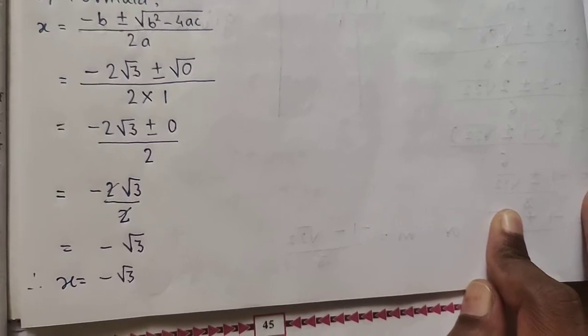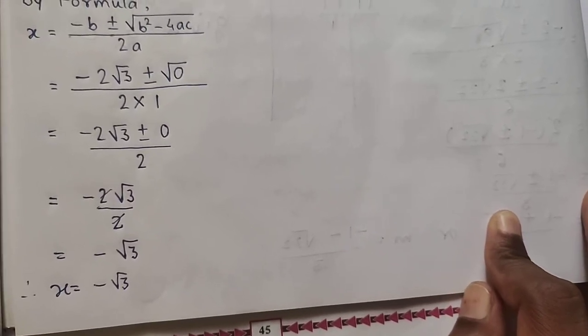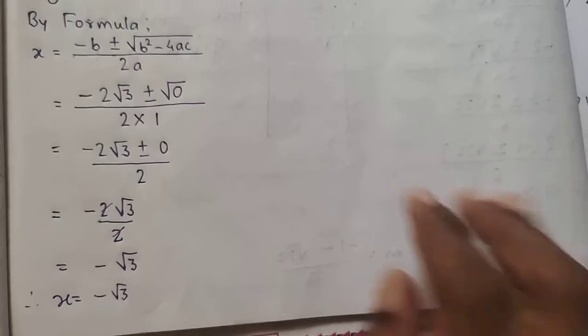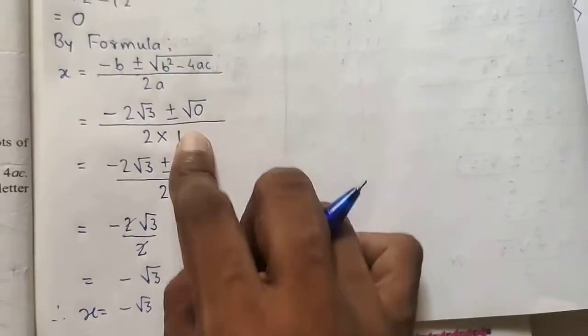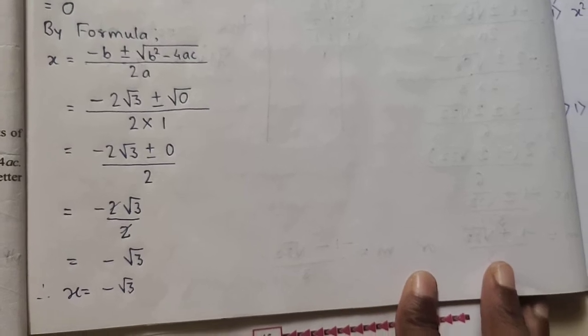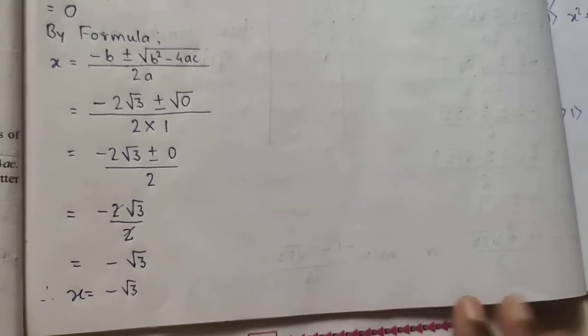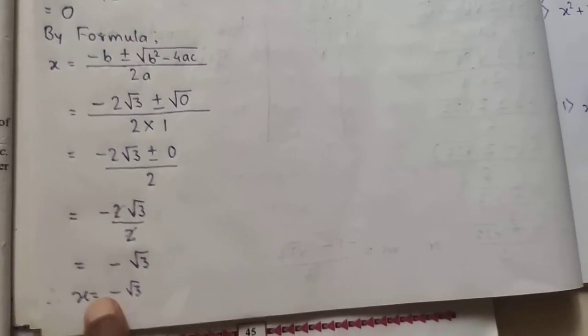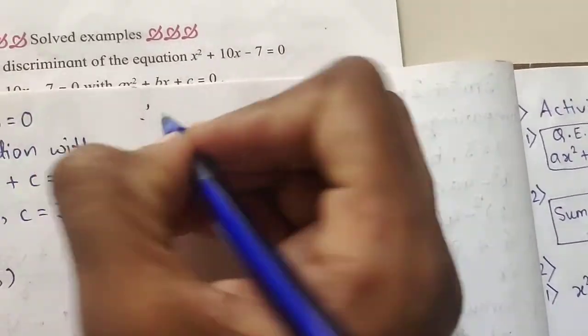Why? Because both the roots are same. Remember, earlier I have told you, whenever this discriminant value is 0, in that case your answer is real but both the answers are equal. That means our two solutions are same, that is minus root 3. So in this case you are going to write your final answer.